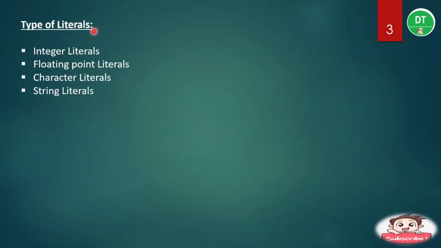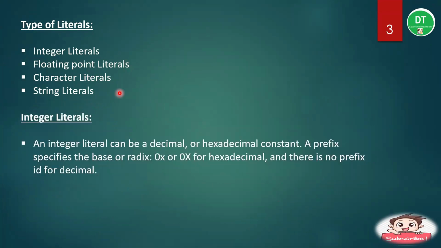Types of literals: integer literals, floating point literals, character literals, and string literals. So now we'll see what integer literals are. An integer literal can be a decimal or hexadecimal constant. A prefix specifies the base or radix: 0x or 0X for hexadecimal, and there is no prefix for decimal.